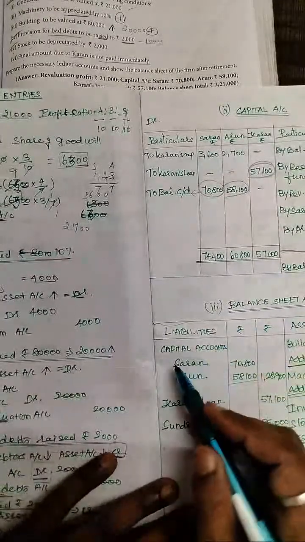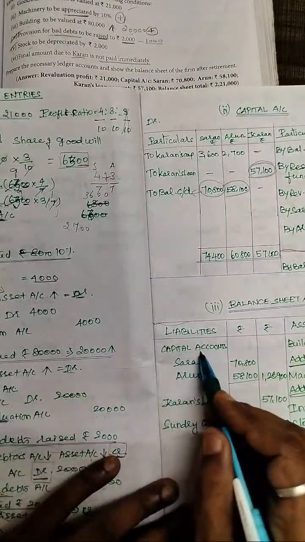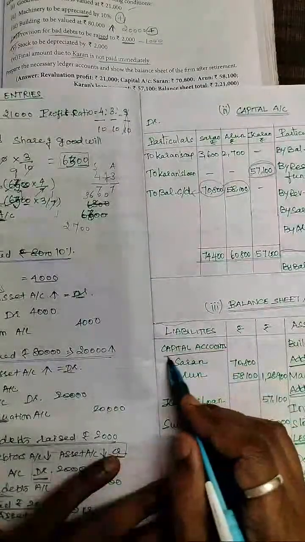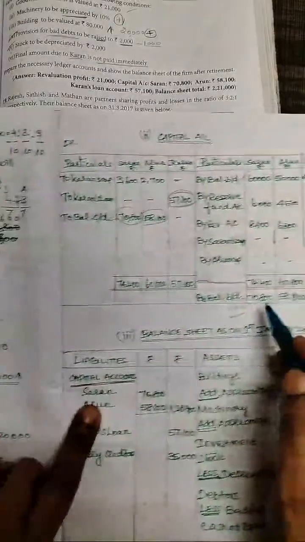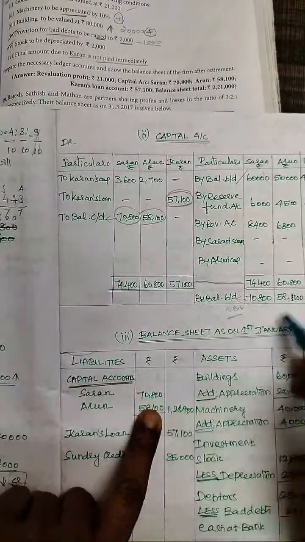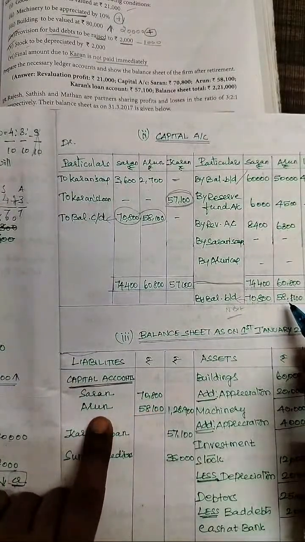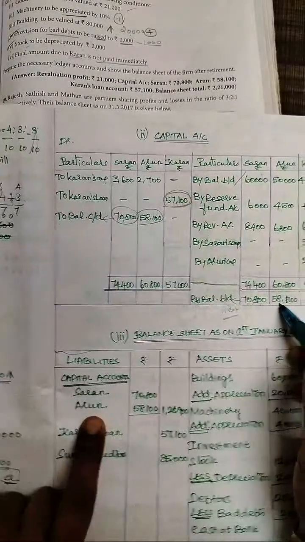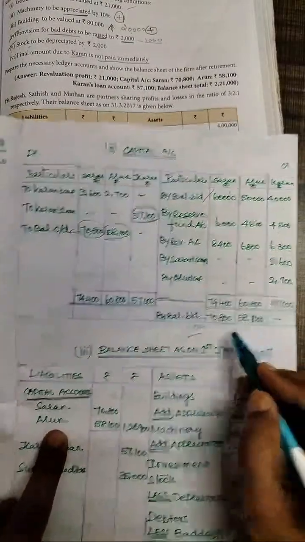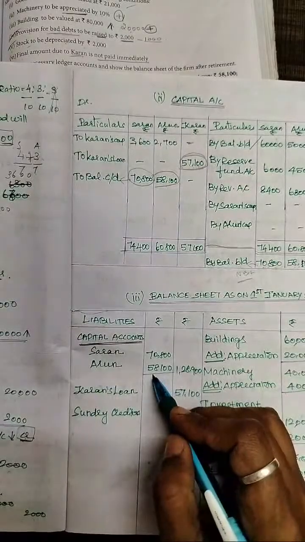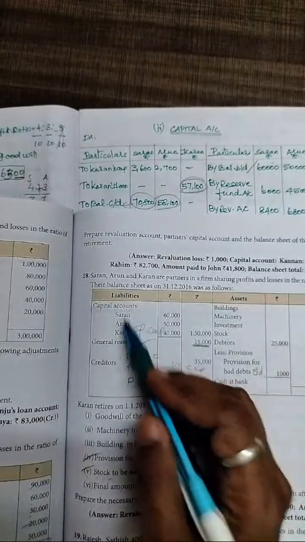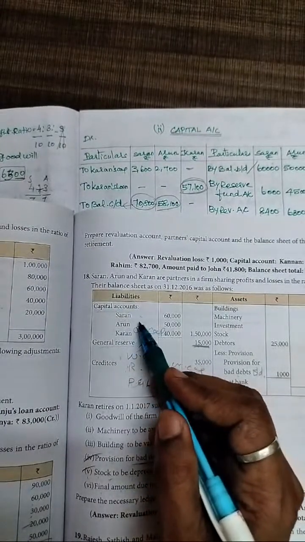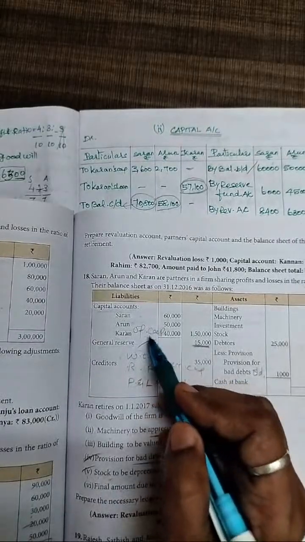It will be entered immediately on the liability side. The capital account, we are going to enter the continuing partners' capital accounts. The continuing partner Saran's capital account 70,800 rupees is entered, and continuing partner Arun's opening capital, 58,100 rupees, is entered here. Listen, you can't take the opening capital from the question's capital account. That is the previous year's opening capital.